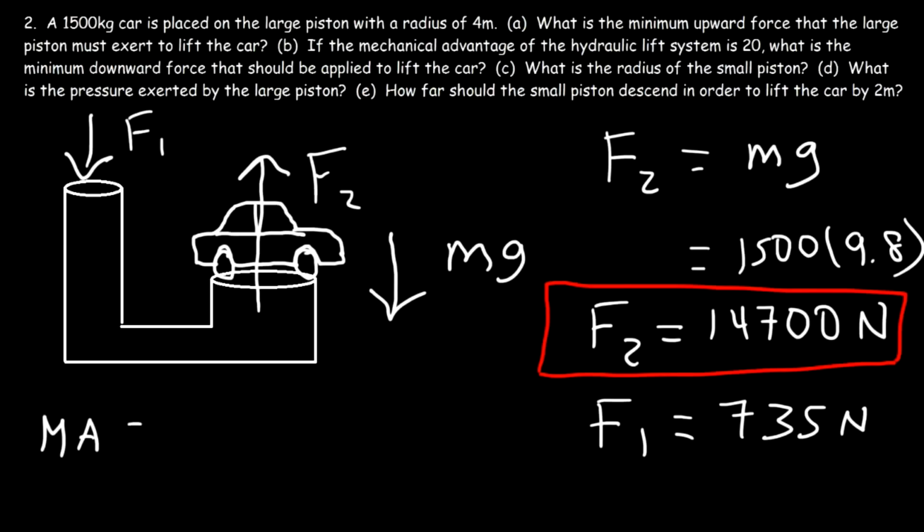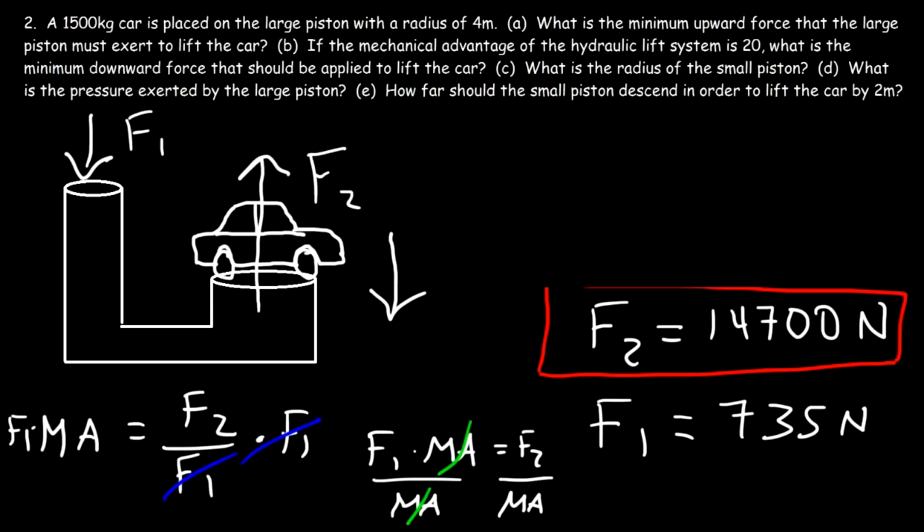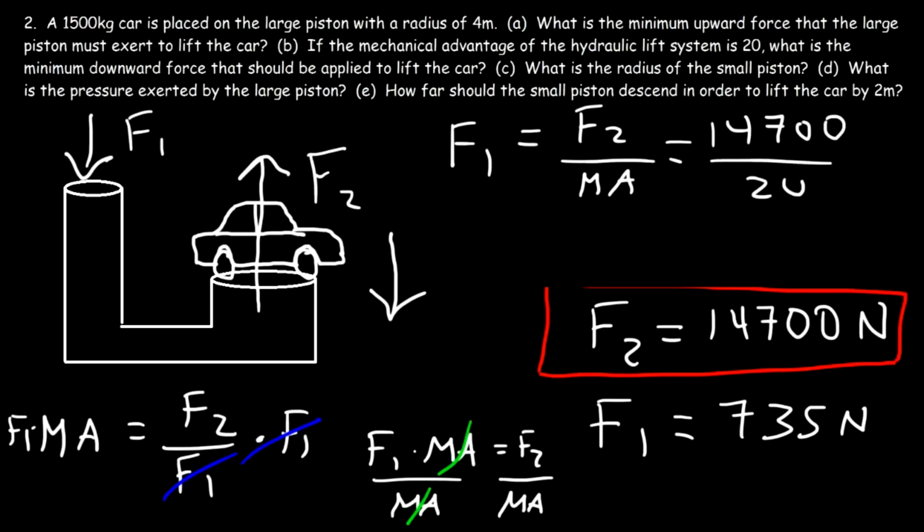For those of you who want to use an equation to get the answer, here's what you need to do. The mechanical advantage is the ratio between the output force and the input force. So we're looking for F1. So first let's multiply both sides by F1. So F1 times mechanical advantage is equal to F2. So now we need to divide both sides by the mechanical advantage. So what we have left over is that F1 is going to be F2 divided by the mechanical advantage, which is what we did. And that's 14,700 divided by 20, and that gave us an input force of 735 newtons.